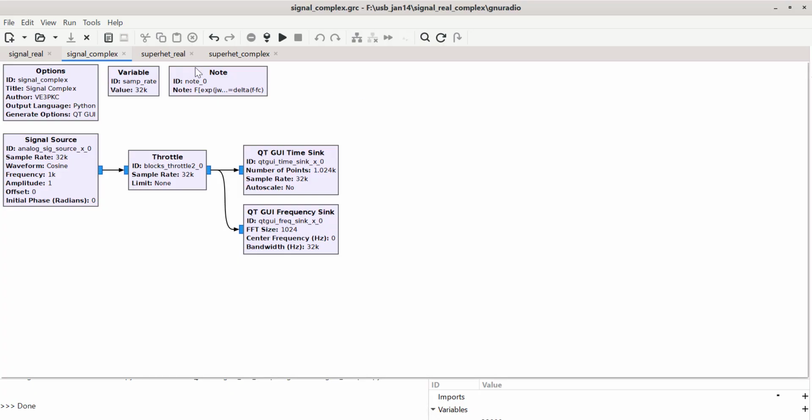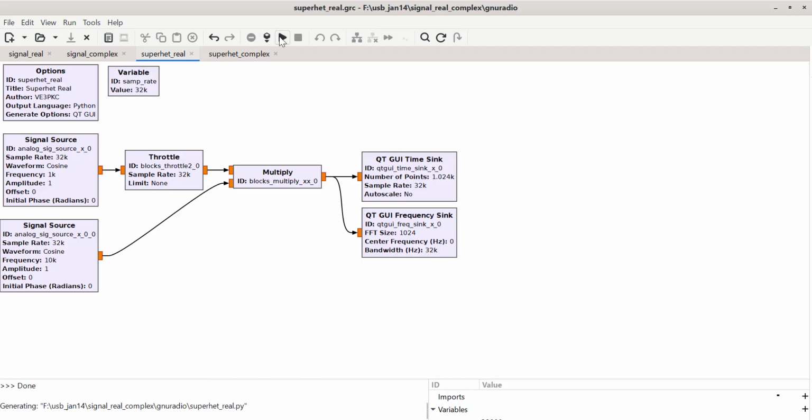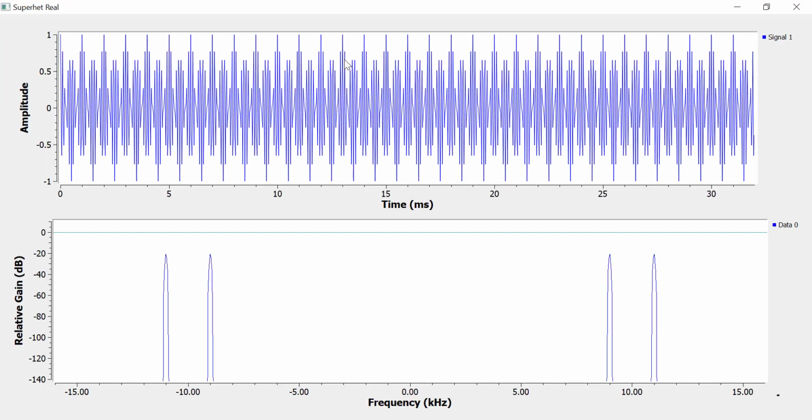Let's look at what happens when you multiply 2 tones together, 2 real tones together in the real domain. So basically you'll get cosine omega 1 times cosine omega 2. So basically you'll get the sum and the difference. So there we go, there's the sum at 11. There's the difference at minus 9. And you also get the image of that at minus 9 and minus 11.